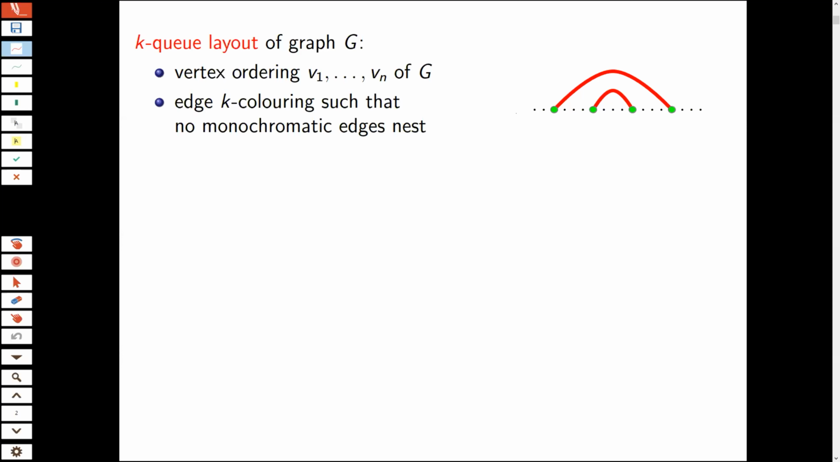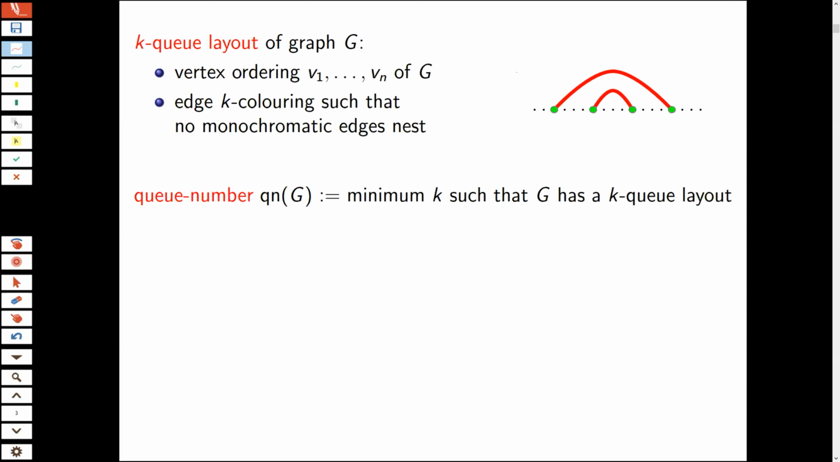So on this picture here, these two edges are not allowed, right? Because they are monochromatic, they're both red, and one is nested inside the other. So nested only refers to disjoint edges. So any two edges that share an endpoint do not nest. Right? So this is the rule that defines a KQ layout.